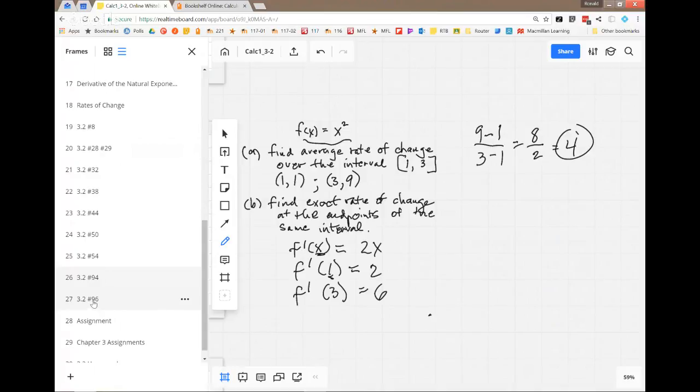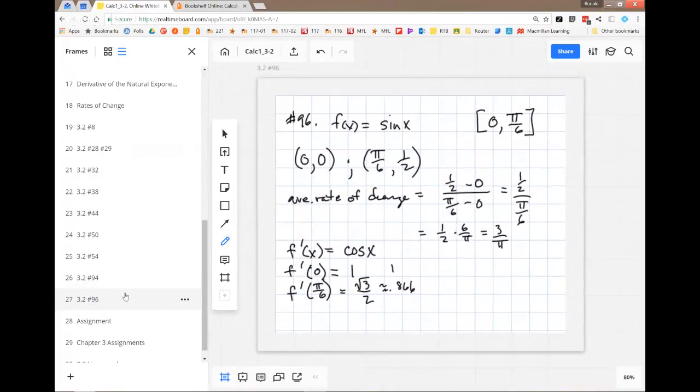Let's take a look. Let's take a look at number 96 in the book. Number 96, again, is one of these problems where you have to find average and exact rate of change. So the function is up there on the top. It is f of x equals sine of x. The interval is from 0 to pi over 6.